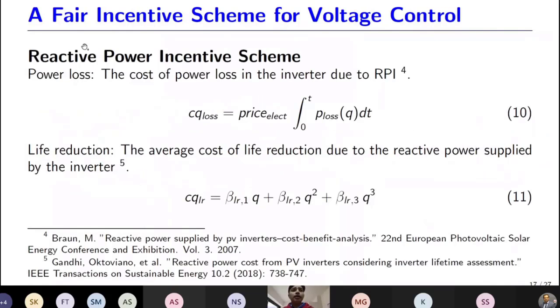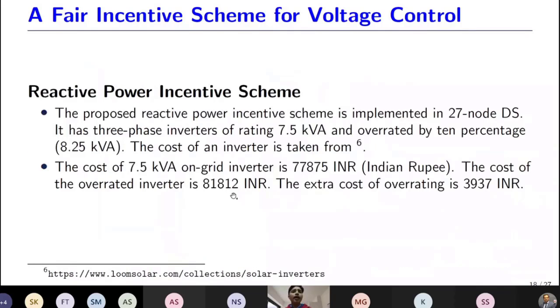So the reactive power incentive scheme should consider all the components: power loss components and life reduction components. This is an overrated inverter. Suppose there is one inverter of rating 7.5 kVA at a cost of 77,875, but if you purchase a 10% overrated inverter, it is 8.25 kVA at a cost of 81,812. So this shows that it needs 4,000 more rupees. So it should be compensated.